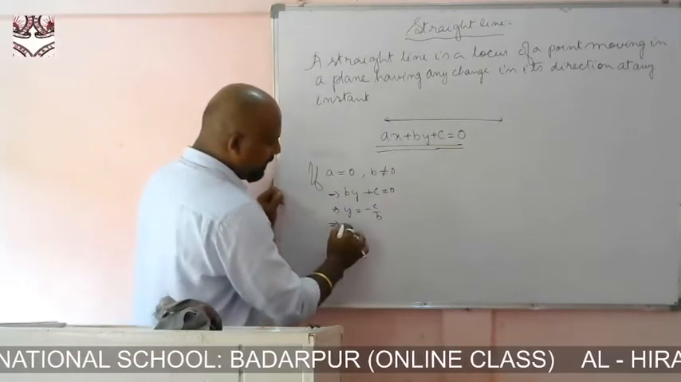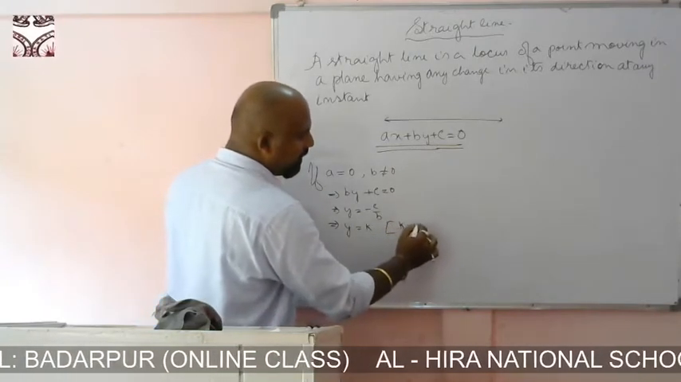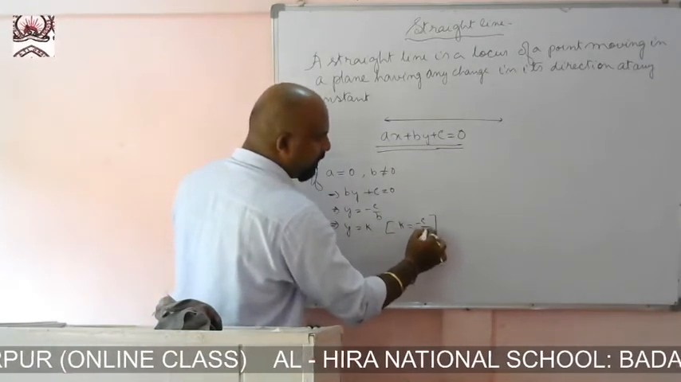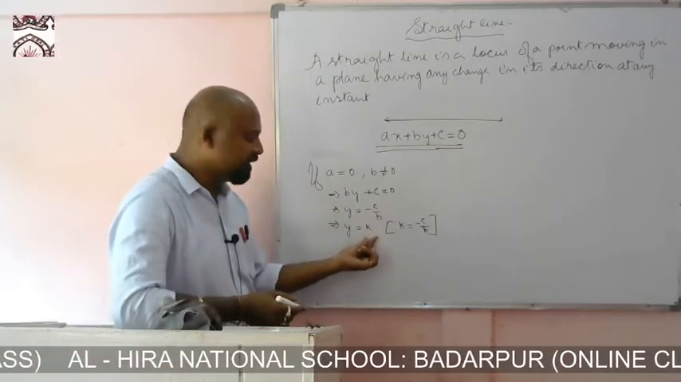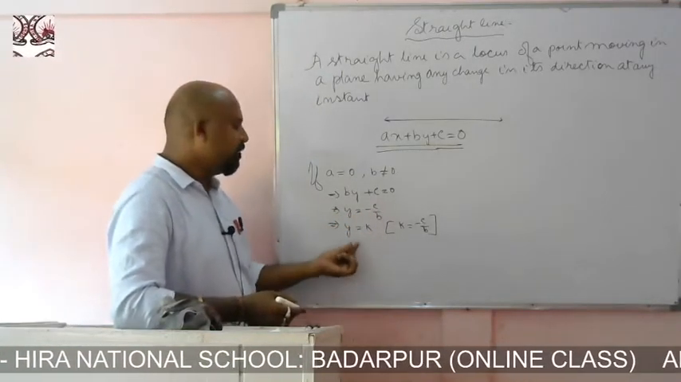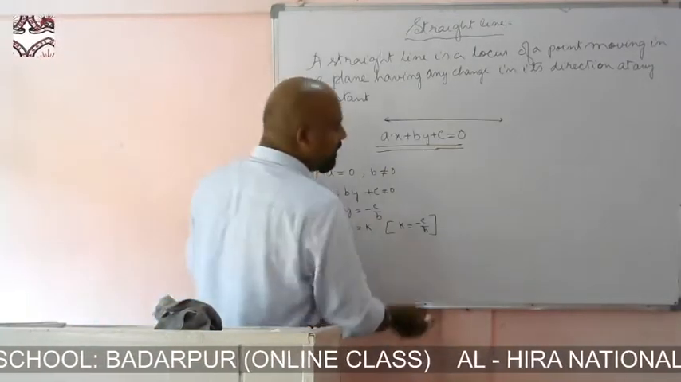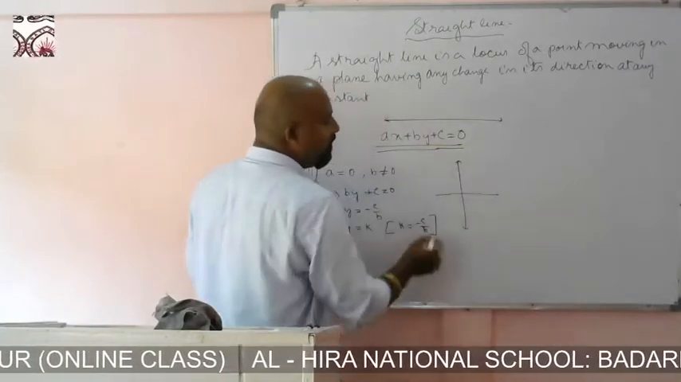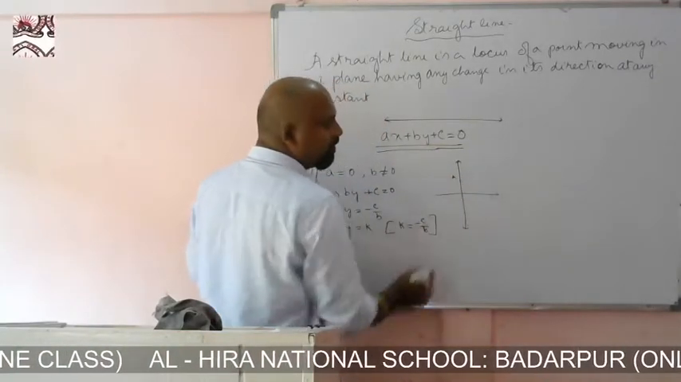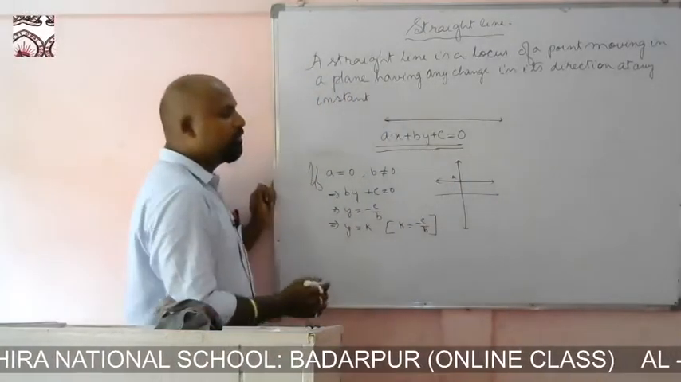Now, if I consider y equal to k, what is the value of k here? k = -c/b. What I have considered here is that -c/b is nothing but equal to k. Now y = k. If I draw a graph, the value here is equal to k. So y = k, if I draw a graph, then it will be what line?